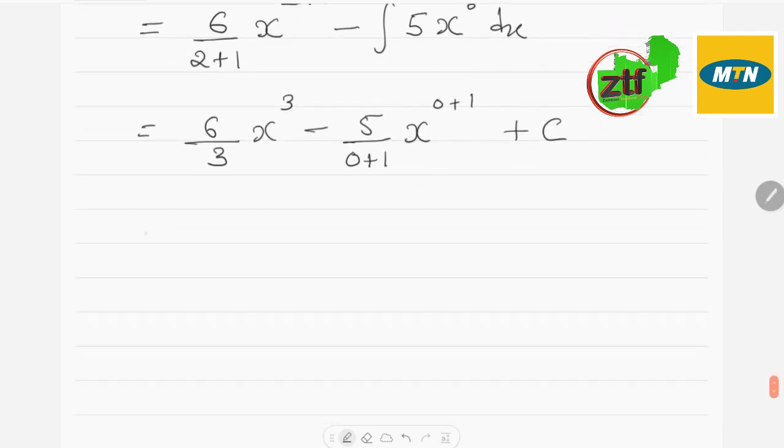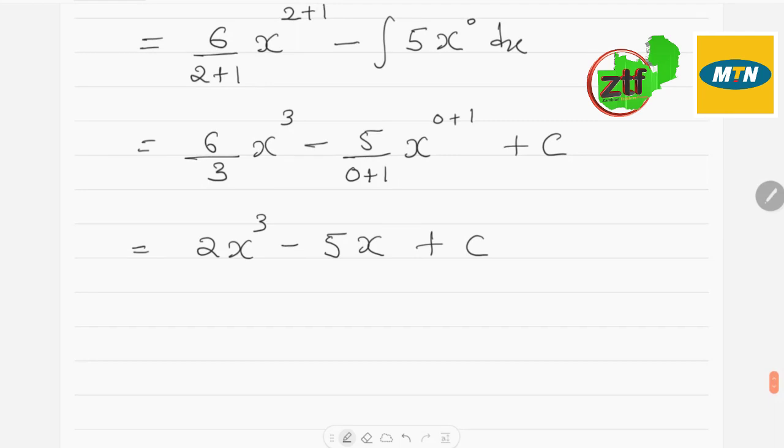So simplifying that, 3 into 6 we have 2x cubed, then minus, 0 plus 1 will get 1, 1 into 5 will get 5, so we'll have 5, then x, the index there which is 0 plus 1 will get 1, but then we can just leave it as x, then plus the constant of integration.